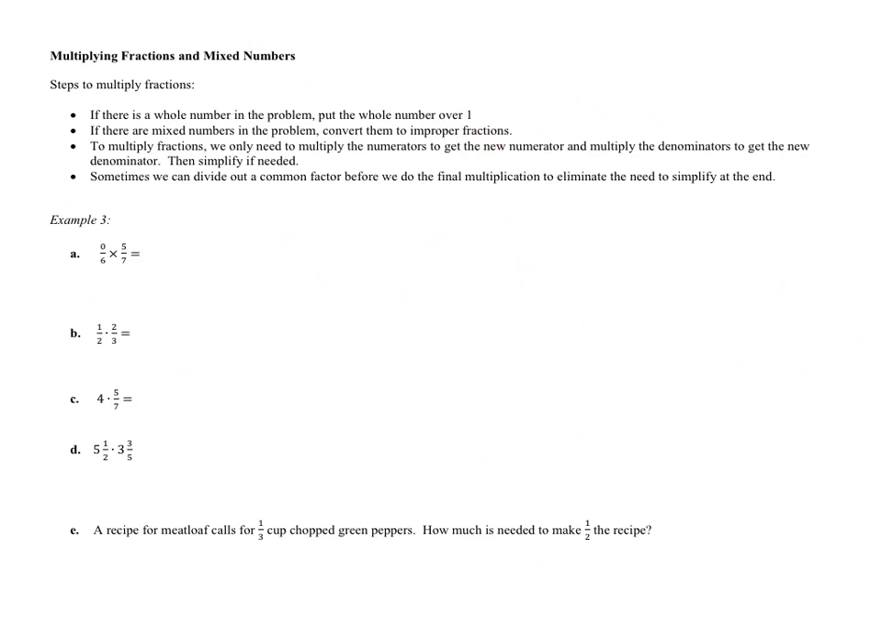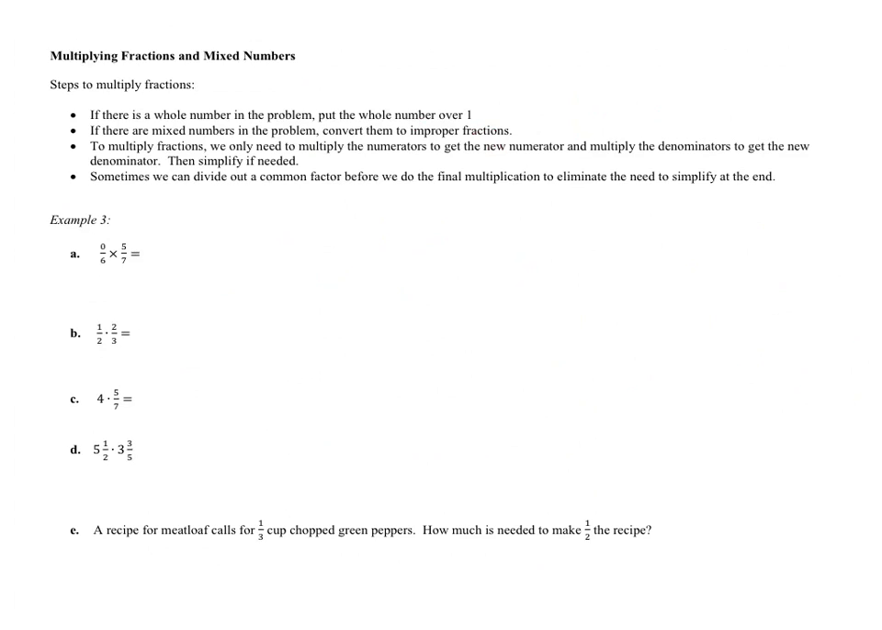Okay. The third part of this section, we're going to be looking at multiplying fractions and mixed numbers. Now, if we look at 4 steps to multiply fractions, we want to first make sure that if there's a whole number in the problem, we write that whole number over 1. Second, if there's any mixed numbers, we're going to convert them to improper fractions. Third, we multiply the numerators to get the new numerator, then multiply the denominators to get the new denominator, and then finally simplify if needed.